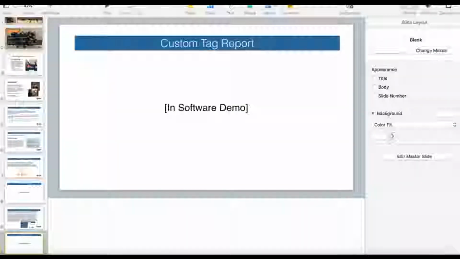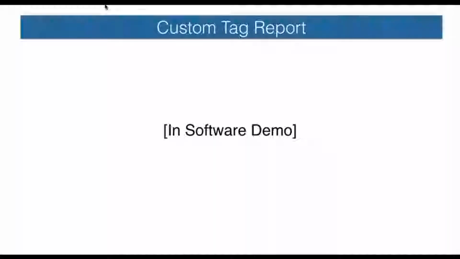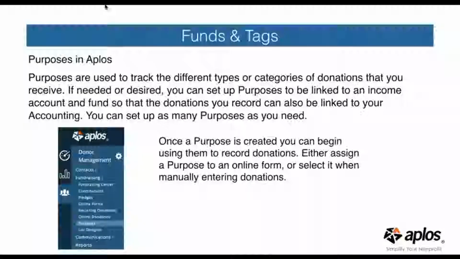So let's go back into here a little bit. Again, we talked about a way to utilize our custom tags, and then also we have purposes. So we have funds, we have tags or custom tags, and then we have purposes. And purposes are used to track the different types or categories of donations that you actually receive.